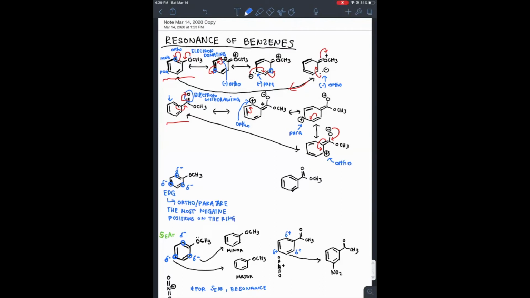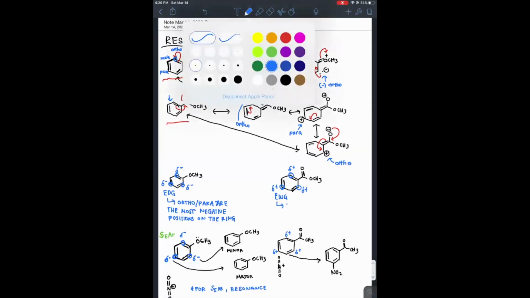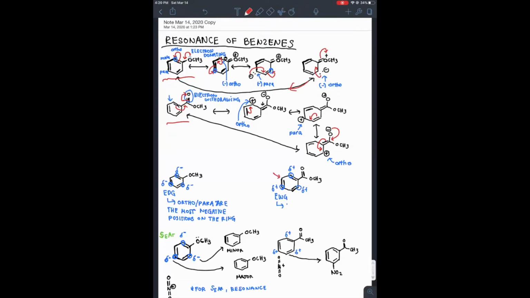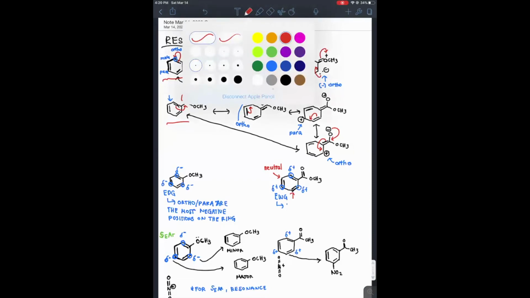Okay. And so now let's look at our electron withdrawing group. For the electron withdrawing group, our ortho and our para positions were positive in the resonance structures. Therefore, the ortho and para positions are partial positive. Comparatively, if we want to look at what's most negative, if we compare the meta position with the ortho and para positions, the meta position is neutral.